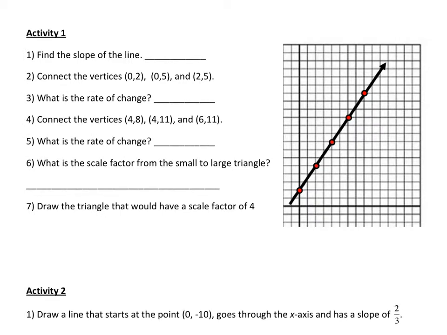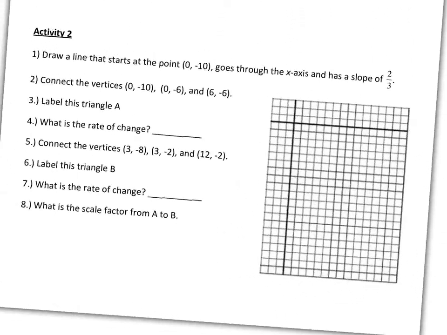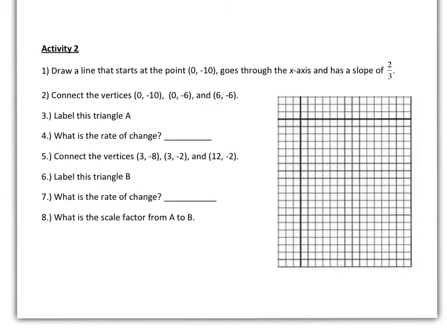All right, if you need some help with graphing with scale factor, this is in your Schoology folder. It's called Practice Graphing with Scale Factor. We're going to skip activity 1 and go straight to activity 2. The first thing it says is draw a line that starts at the point 0, -10 and goes through the x-axis and has a slope of 2/3. So we have to start at 0, -10. I'm going to zoom in and count 10 down. Right here.